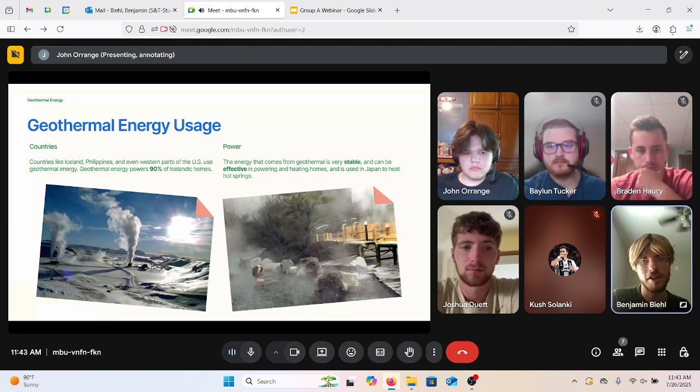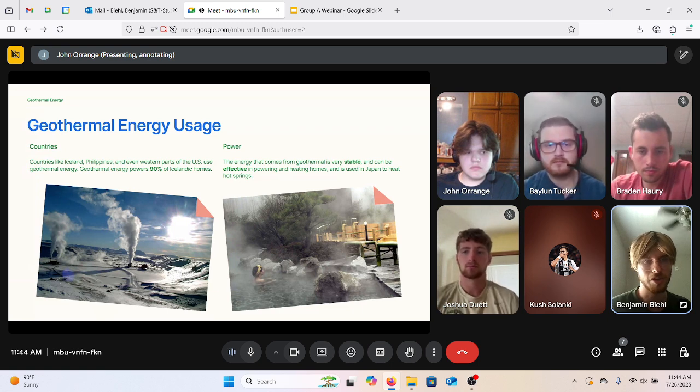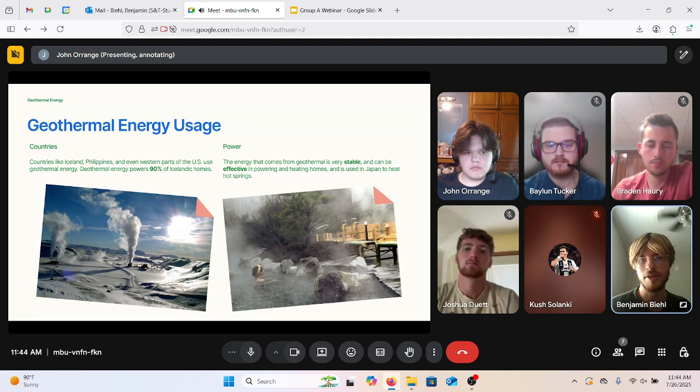And then in terms of power, the energy that comes from geothermal energy is very stable, as it can be harnessed any time of the year. It's also very effective in powering and heating homes, like we see in Iceland. And it's also used in Japan to heat hot springs naturally in some cases too. So it's a lot of uses.